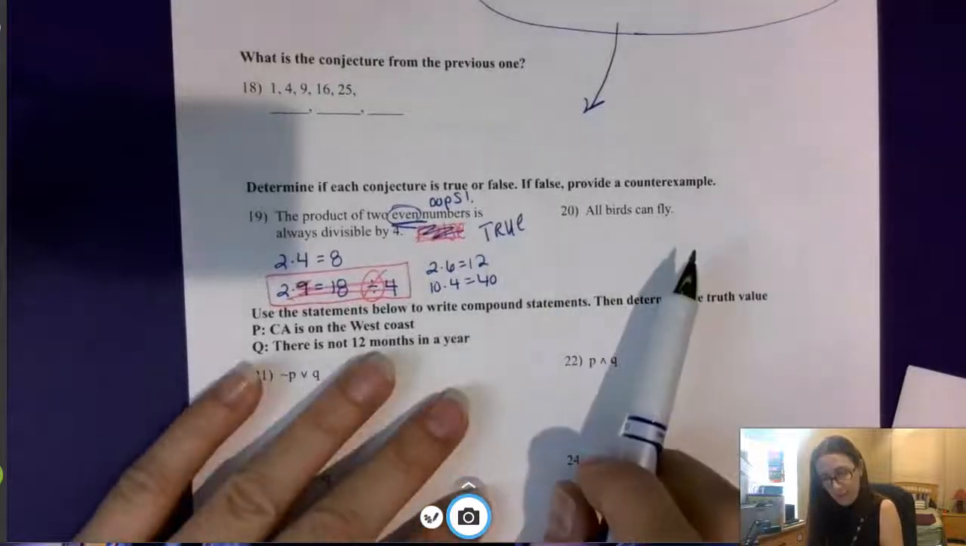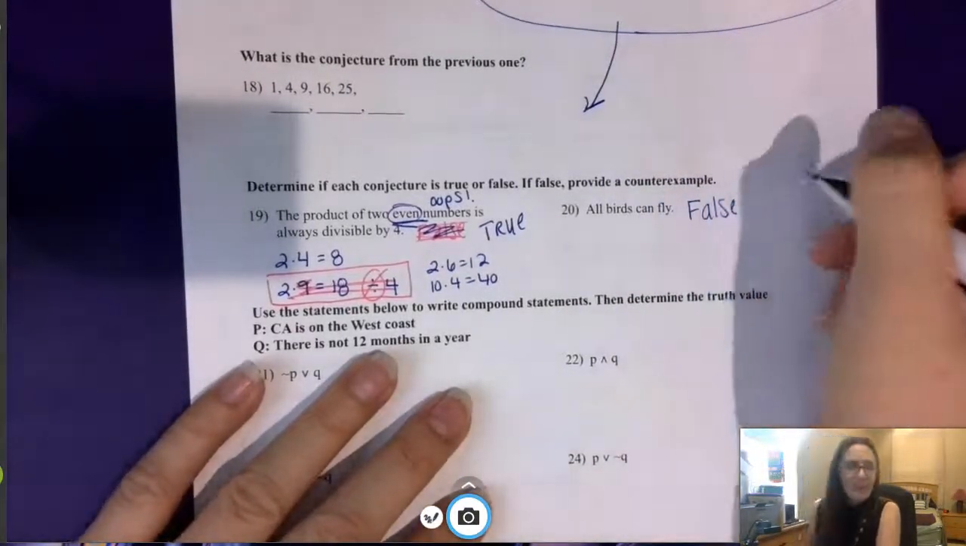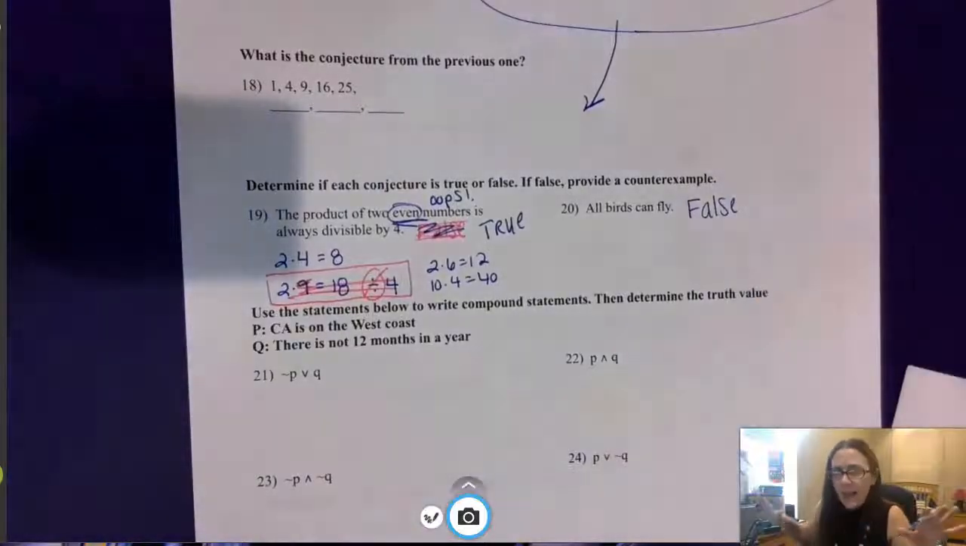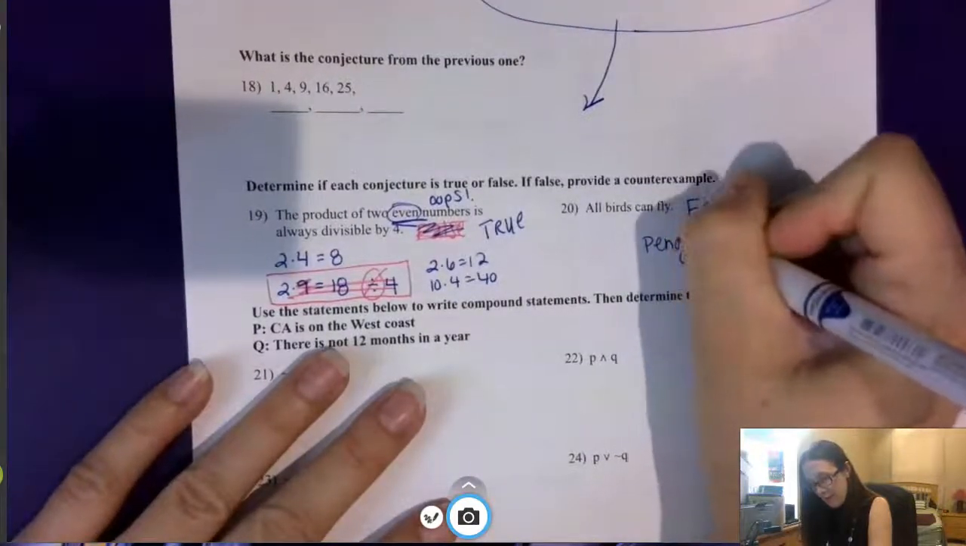Okay, all birds can fly. This one is false. Can you think of a bird that cannot fly? They can't fly. They do run and they like slide on ice, but they don't fly. Penguins do not officially fly.